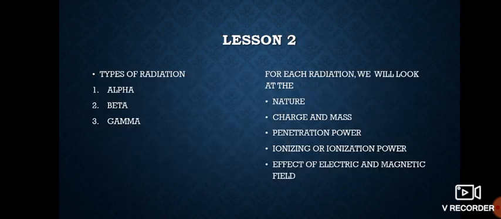In today's lesson, we will talk about the three main types of radiation. For each radiation, we'll look at the nature, what the radiation is made up of. We'll also talk about the charge and mass of the radiation, the penetration power of the radiation, ionizing power of the radiation, and effects of electric and magnetic field on the radiation.